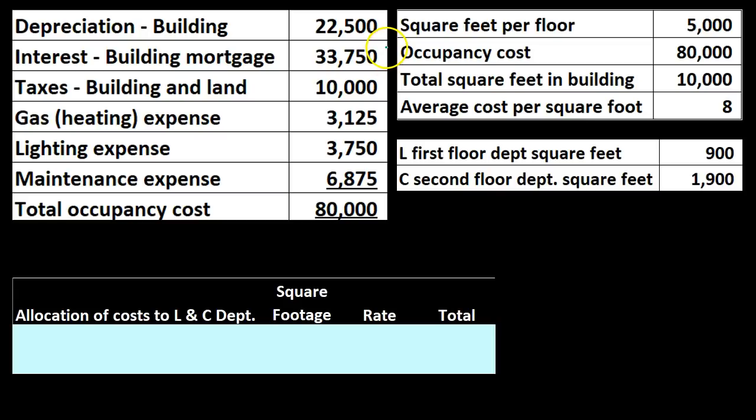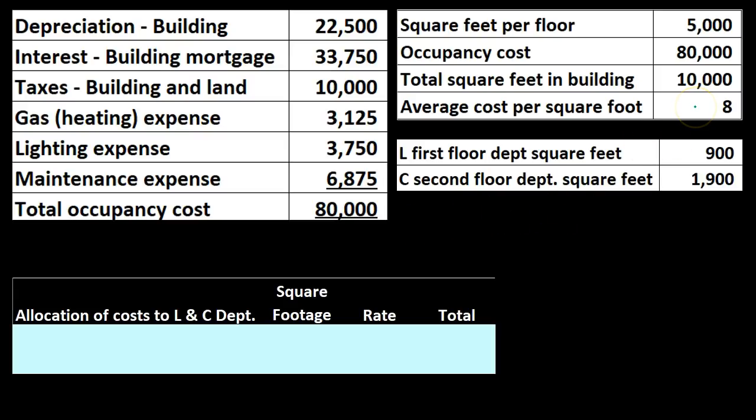Well, we can say the square footage per floor is 5,000, let's say, and the occupancy cost we just said is 80,000. Total square feet are 10,000. So if total square feet are 10,000 and there's 5,000 square feet per floor and the occupancy costs are 80,000, one thing we can do is say, hey, let's use the square footage as basically an allocation base. And one way to think about that is we can say, well, if the total costs are 80,000 divided by 10,000 total square feet, then we can apply out $8 average cost per square foot for occupancy.